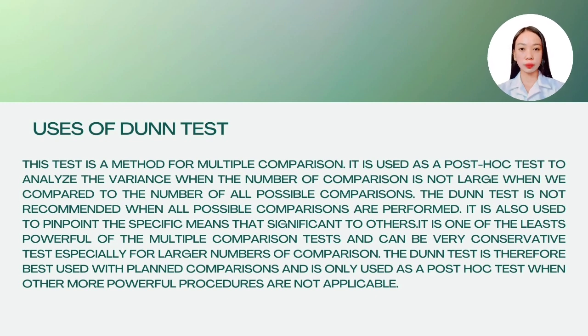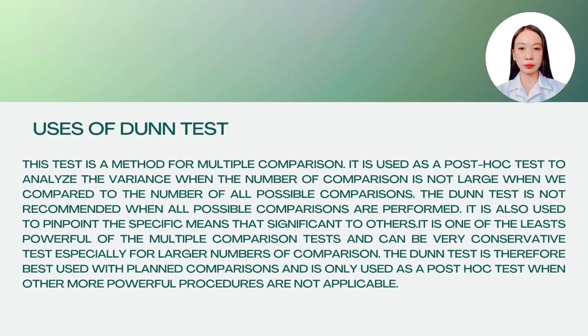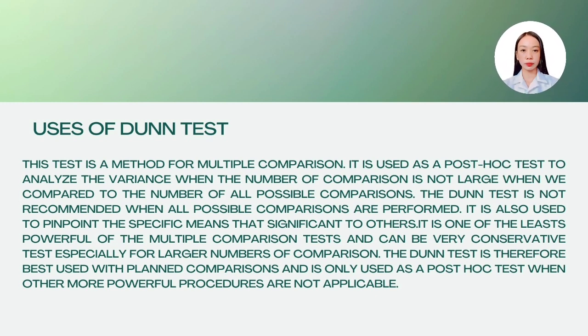It is one of the least powerful of the multiple comparison tests and can be a very conservative test, especially for larger numbers of comparisons. The Dunn test is therefore best used with planned comparisons and is only used as a post-hoc test when other more powerful procedures are not applicable.